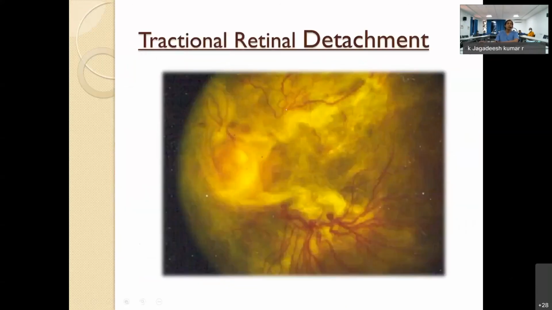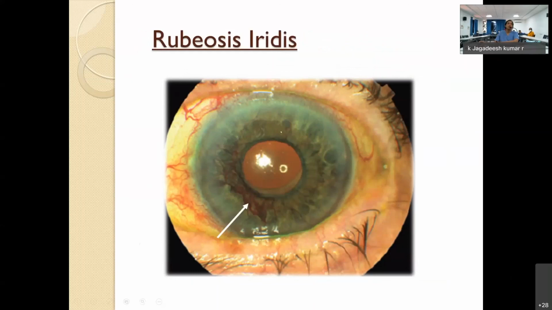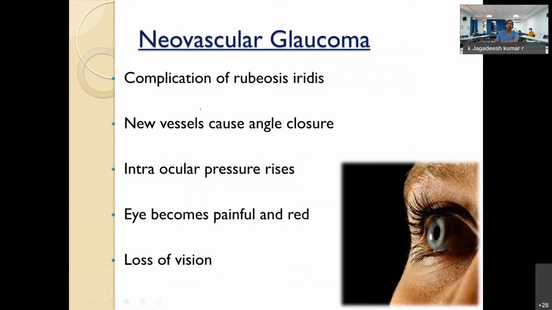This is a form of tractional retinal detachment, again an advanced stage of diabetic retinopathy, where the retina itself is detached, and you can see these numerous angry-looking vessels which are pulling onto the retina and causing it to detach. Again, the presence of new vessels in the iris is an end stage contributing to glaucoma and an absolute eye. Neovascular glaucoma causes the eye to become painful and red, the intraocular pressure rises, and it leads to loss of vision.